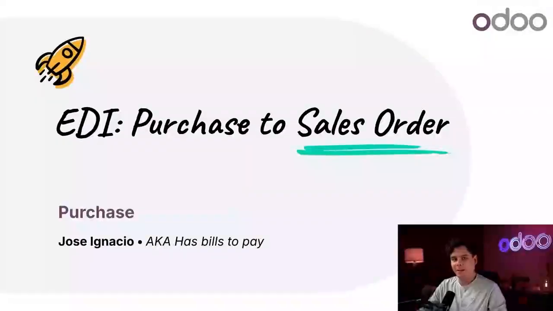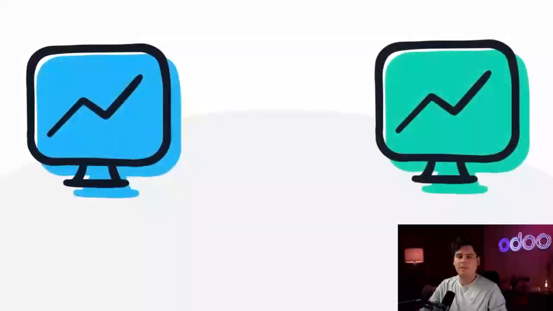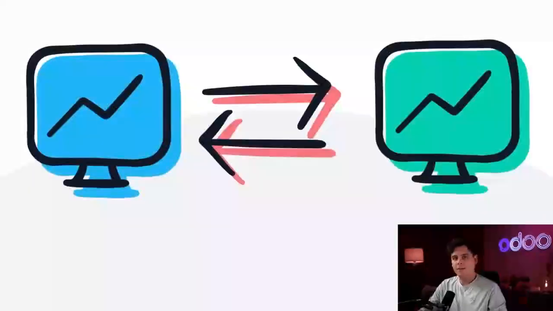Today we are learning how to use Odoo's electronic data interchange, EDI for my acronym lovers, and I suggest you use it. This is a feature that streamlines the import of purchase orders from one Odoo database to another, converting it into a sales order. Electronic data interchange enables businesses to exchange documents such as purchase and sales orders in a structured, standardized format, improving efficiency and accuracy.